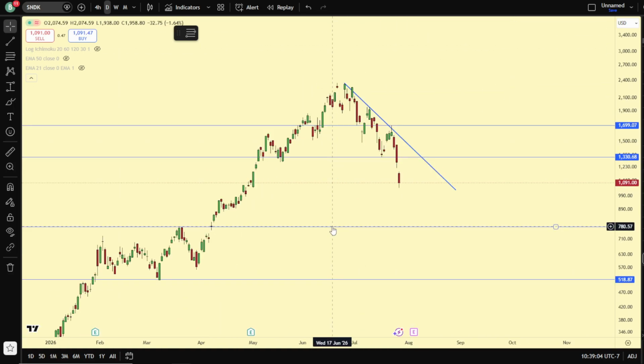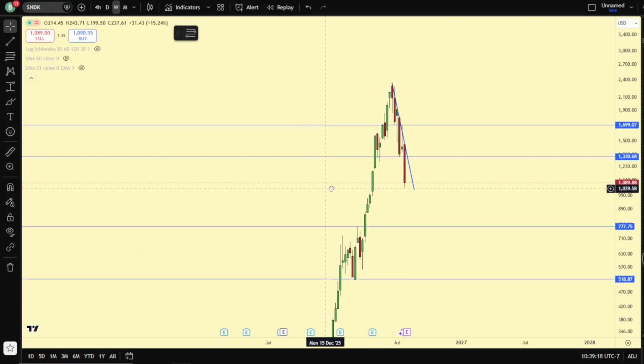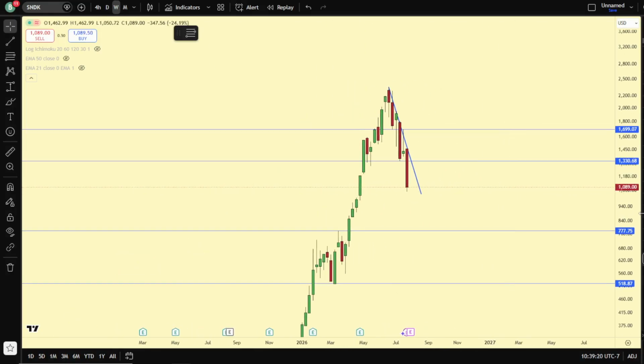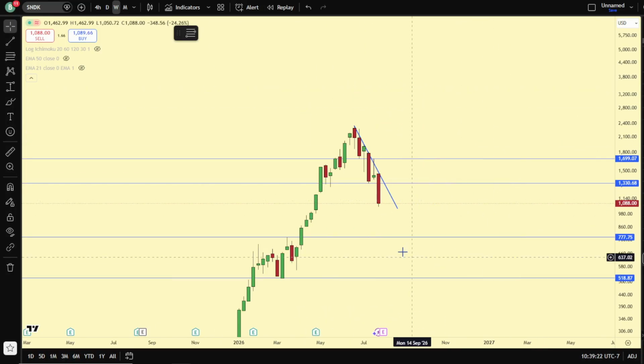All right, so overall, be patient on Sandisk right here. I wouldn't be blind bidding this area personally, because I just feel like you don't have any sort of good invalidation if you're blind bidding here. Like if you're blind bidding 1,000, then where does your stop loss go? Unless you plan on holding this to 0 and your risk is 0, then go ahead, blind bid this level. But if you're bidding right here, where is your risk? Where are you placing your stop? There's just no good setup that I see right here.